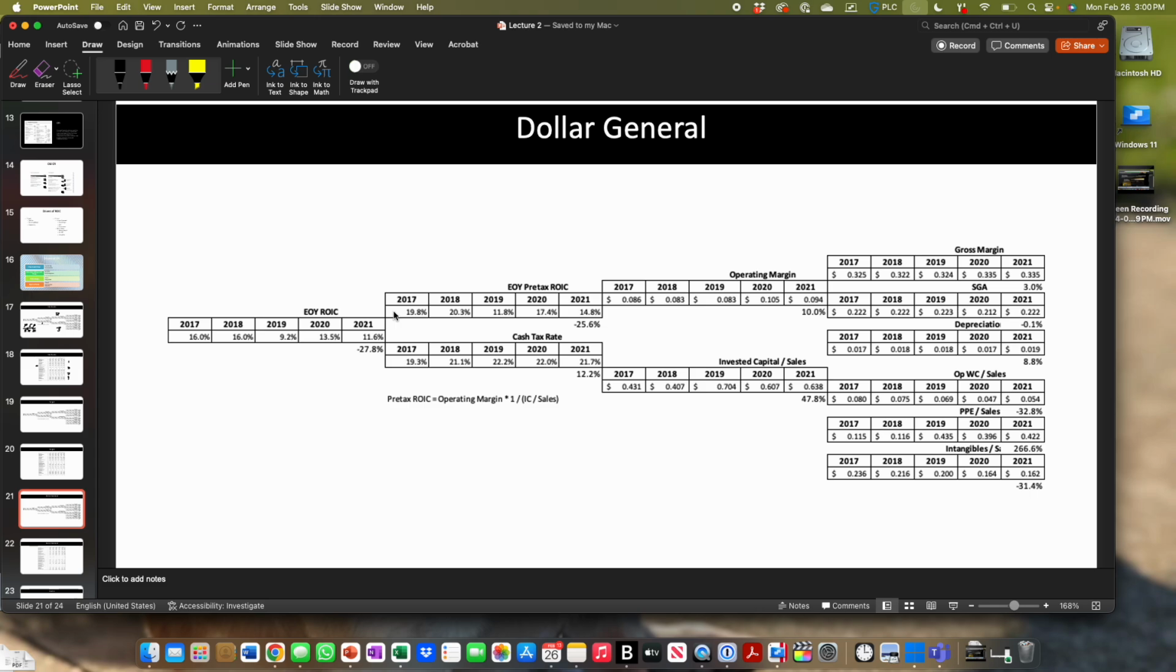All right, what about the SG&A? It stayed the same from 2017 to 21 at 0.222. So that didn't really affect the operating margin. And what happened to depreciation? And depreciation went up from 0.017 to 0.019. Did that meaningfully hurt the operating margin?